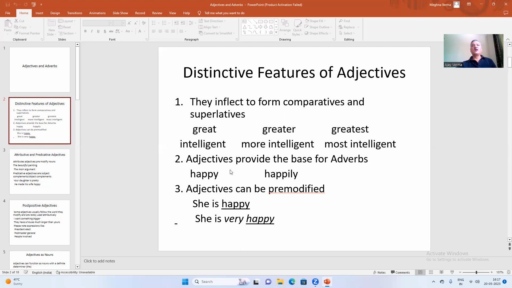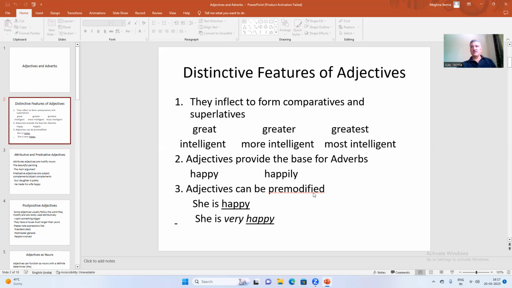Secondly, adjectives provide the base for adverbs. This is another way in which we can recognize adjectives. Okay? Adverbs are formed by adding ly to the available adjectives. So from happy, we can derive happily. Okay? From noisy, we can obtain noisily.